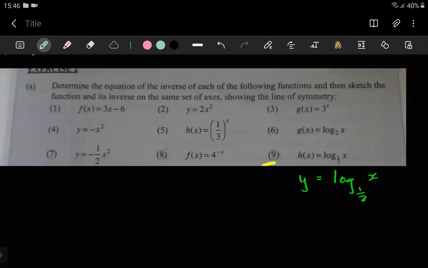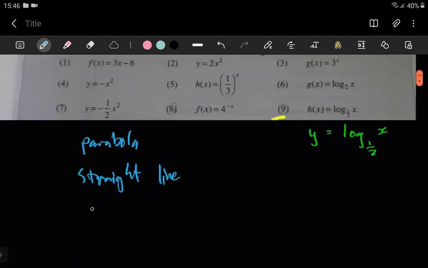With inverse functions, remember, I don't think you actually work with hyperbolas when you deal with inverse functions. I think you only work with the parabola, the straight line, and lastly the exponential graph.